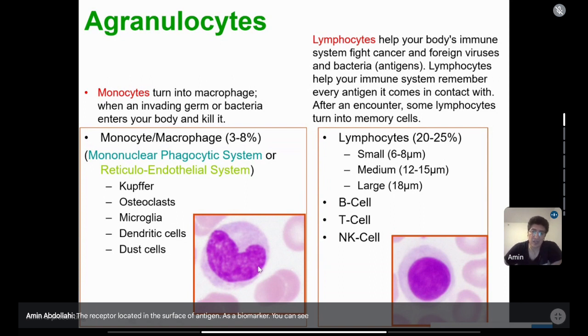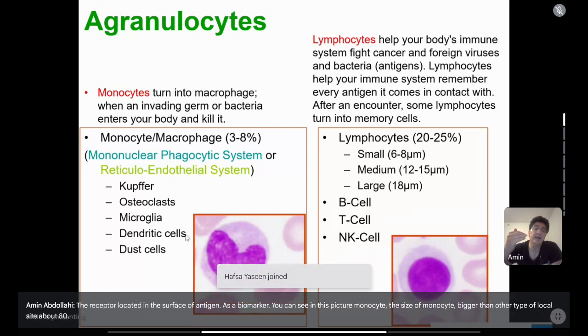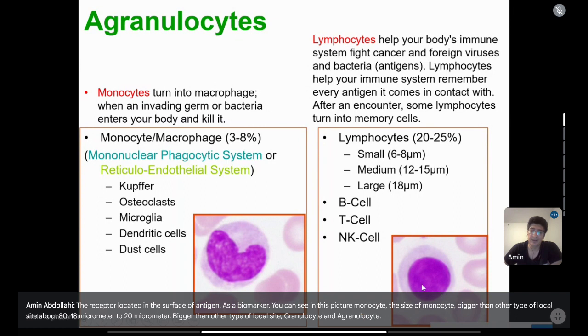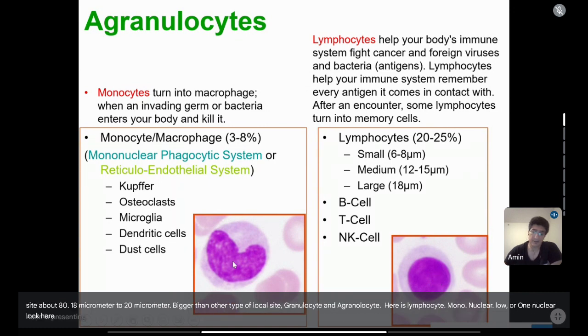You can see in this picture monocyte. The size of monocyte is bigger than other types of leukocyte, about 18 micrometer to 20 micrometer, bigger than other types of leukocyte, granulocyte and agranulocyte. Here is lymphocyte. Mononuclear, one nuclear lobe here and here.